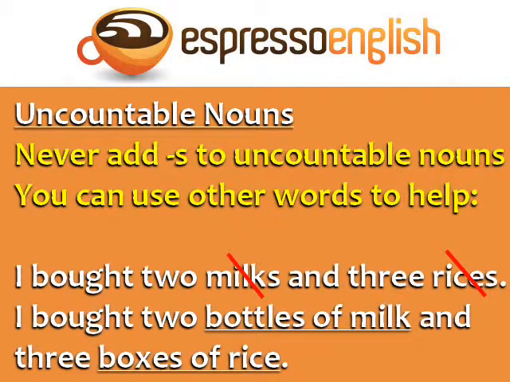With food, we often use the container to make the noun countable. For example, don't say, "I bought 2 milks and 3 rices." Instead, say, "I bought 2 bottles of milk and 3 boxes of rice."